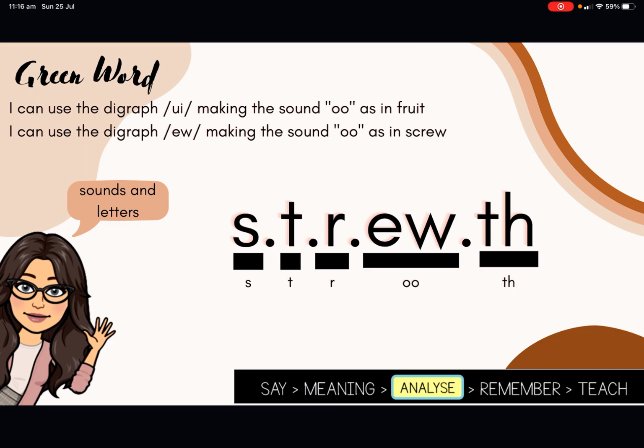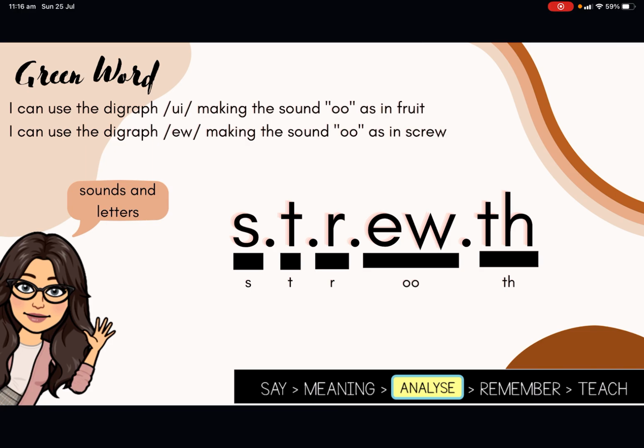Now the letters that we have to match those sounds are the letter S is making the S sound. The letter T is making the T sound. The letter R is making the R sound. The digraph EW is making the U sound. And the digraph TH is making the th sound. So in this word, you can see that we have two digraphs. We have the EW digraph making the U sound and the TH digraph making the th sound.